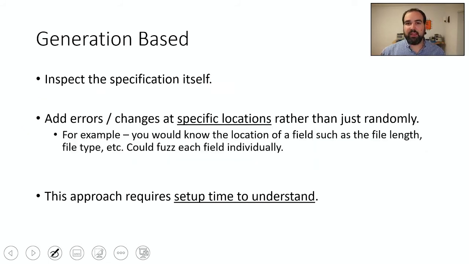Generation-based, basically, you're going to look at the specification, you're going to look at the format that it's expecting, and you're going to specifically attack or fuzz or insert random data at different locations. So it's more effort to set up, but, like, I'm fuzzing the file type, the file length, file name, things like that. So it's more likely to cause errors because you're really targeting what you're doing rather than just sending all random data.